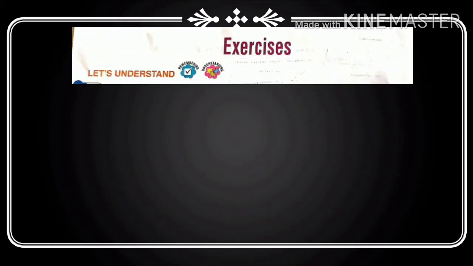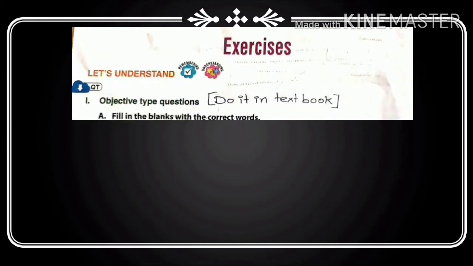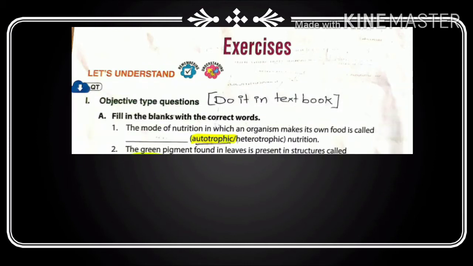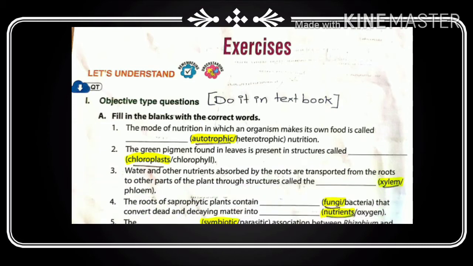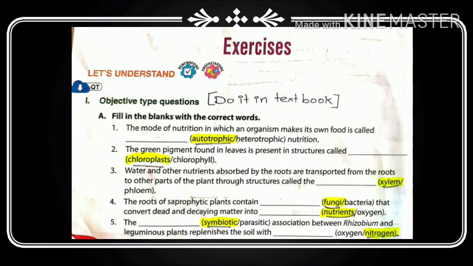Now let us discuss the exercise. In that one, first we will see the objective type questions. These objective type questions you have to do in textbook only. In that, first is fill in the blanks. So let us discuss it.